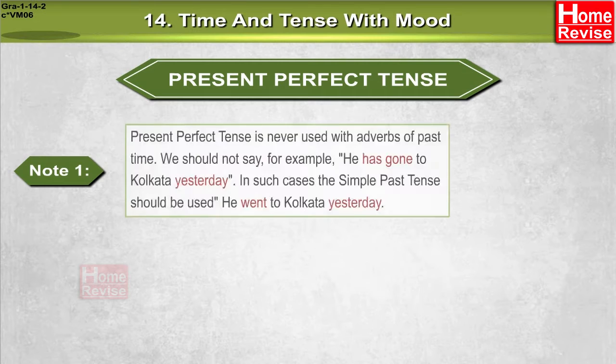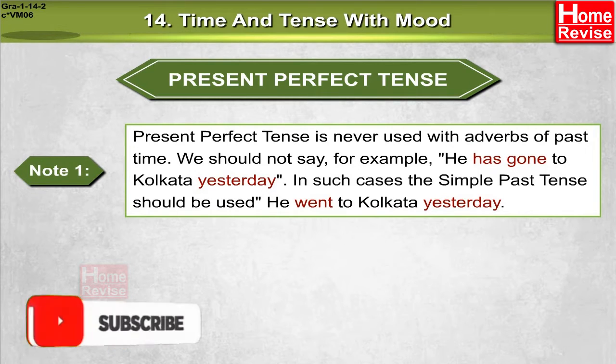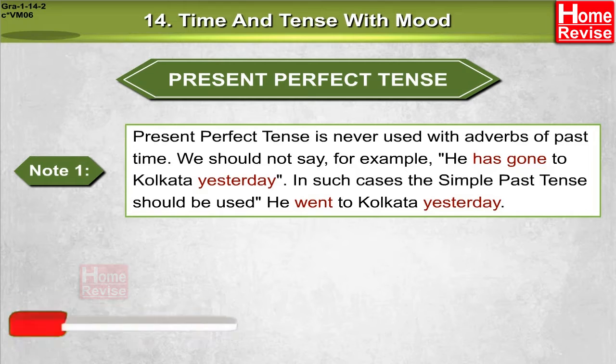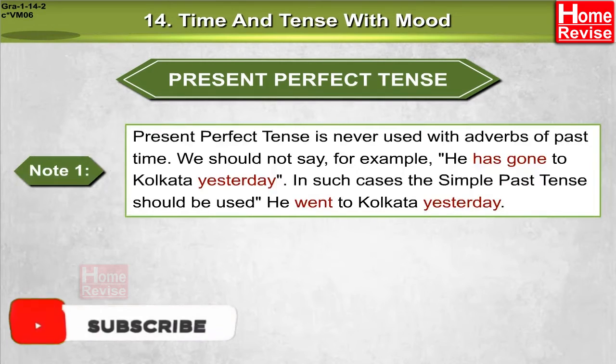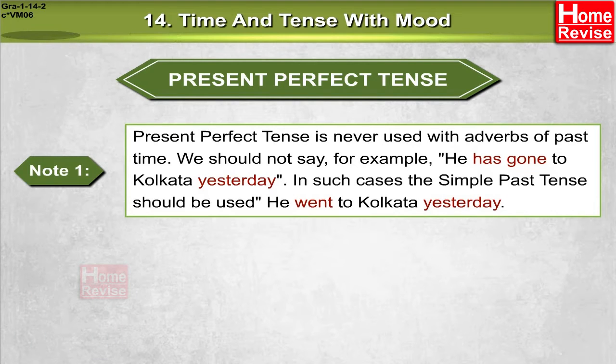Note 1. Present perfect tense is never used with adverbs of past time. We should not say, for example, he has gone to Kolkata yesterday. In such cases, the simple past tense should be used. He went to Kolkata yesterday.